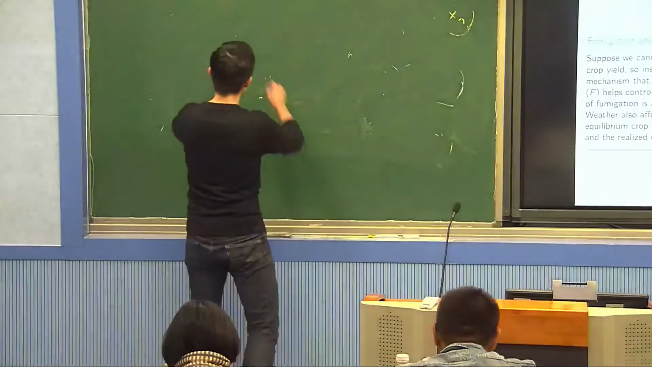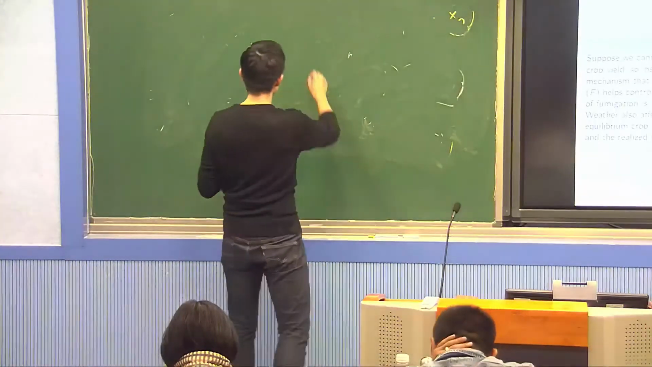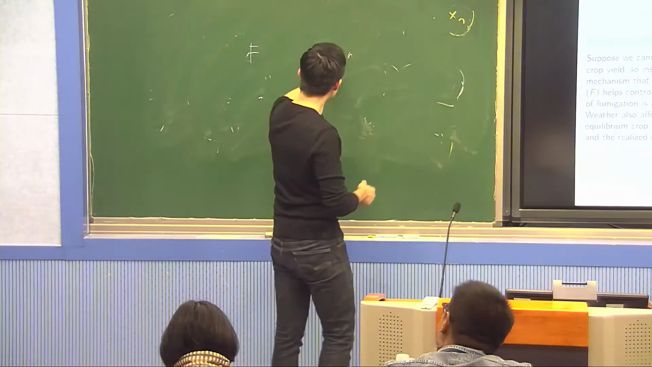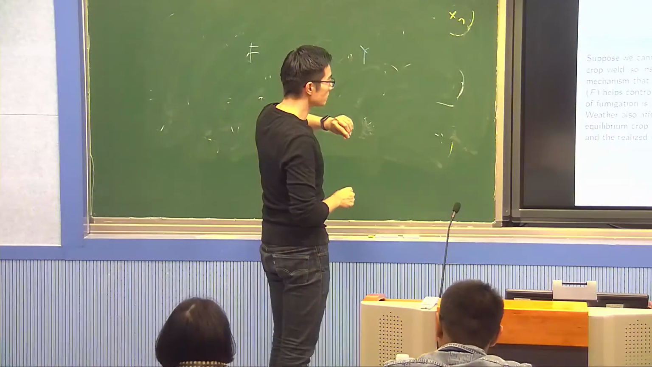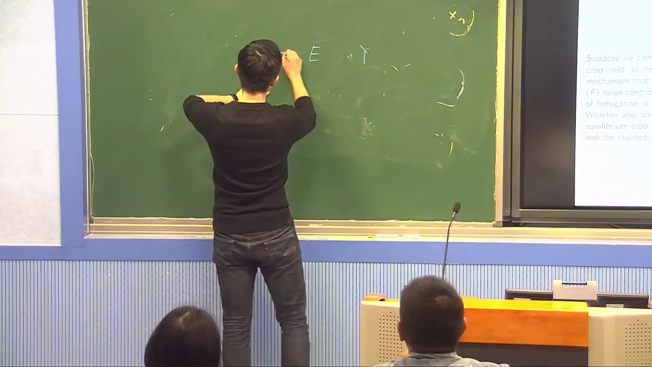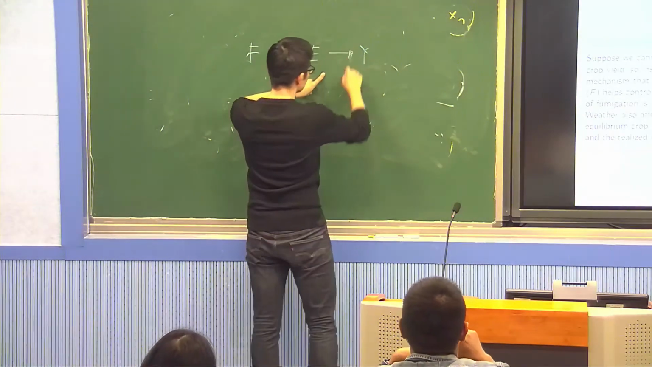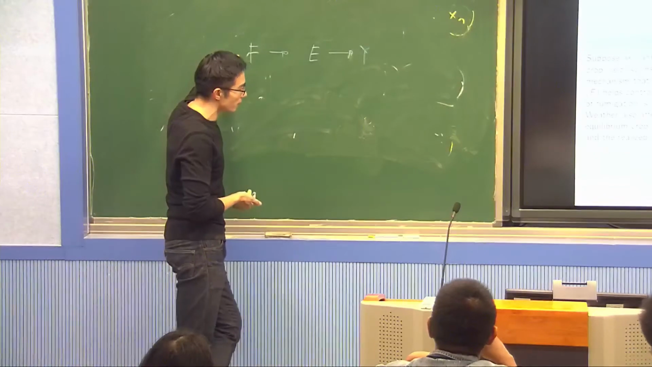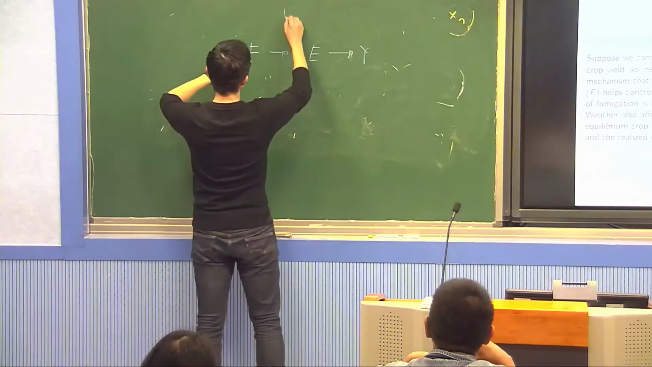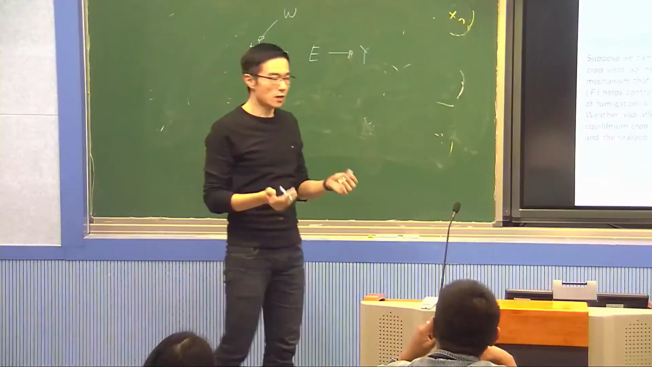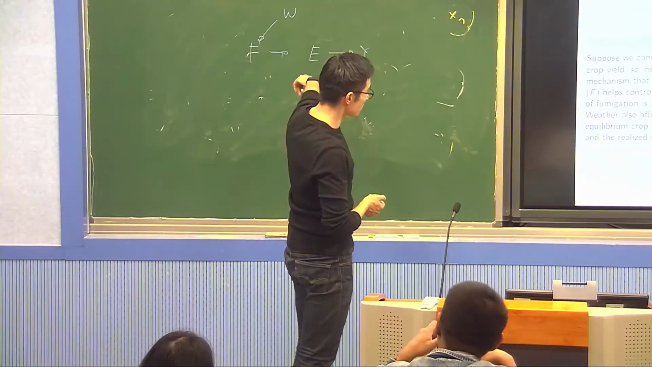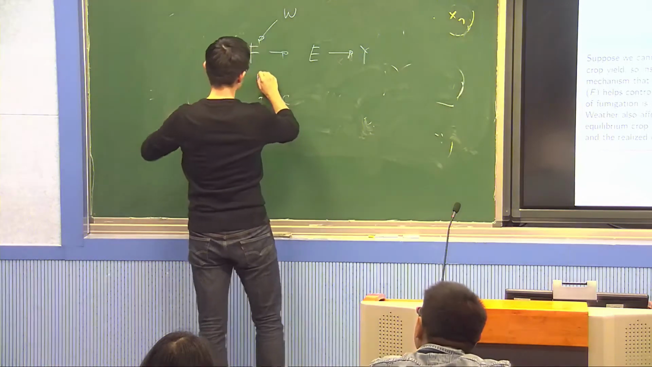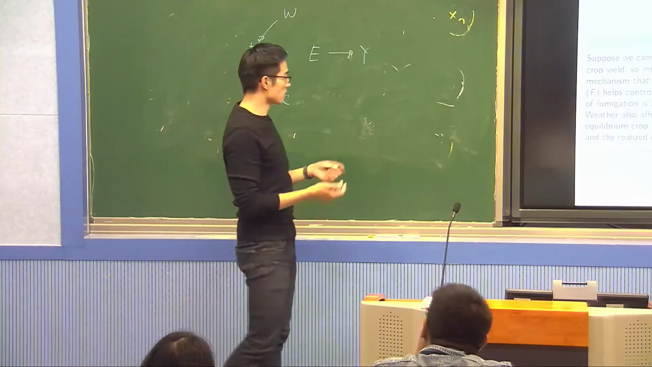So suppose fumigation is F. It helps control earworms, E. So E is earworms, and earworms affect yield Y. So fumigation will control E, and E will affect the yield Y. And then when farmers decide whether they want to use fumigation or not, it's affected by weather. Maybe it's too hot, they don't want to use it; it's too cold, they don't want to use it. Whatever. So weather controls that, and it's also affected by cost C. If cost is too high, they don't want to use it. If cost is low, they use it.